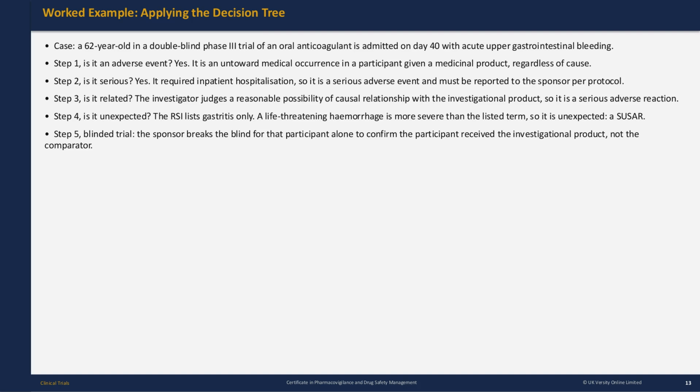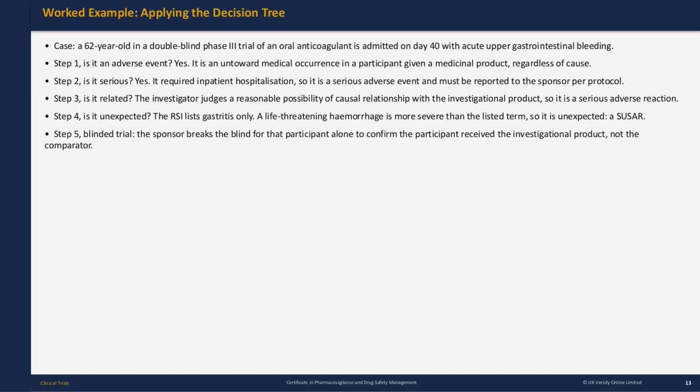Worked example: applying the decision tree. Case: a 62-year-old in a double-blind phase DAO-3 trial of an oral anticoagulant is admitted on day 40 with acute upper gastrointestinal bleeding. Step 1. Is it an adverse event? Yes. It is an untoward medical occurrence in a participant given a medicinal product, regardless of cause.